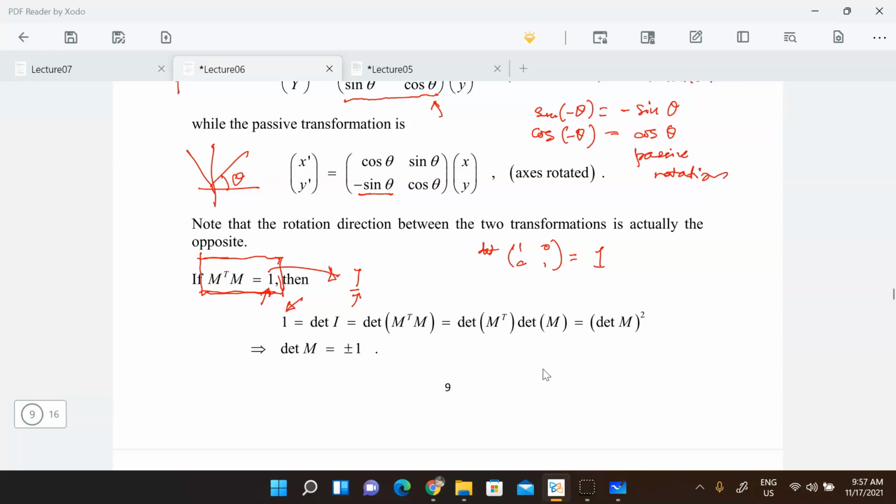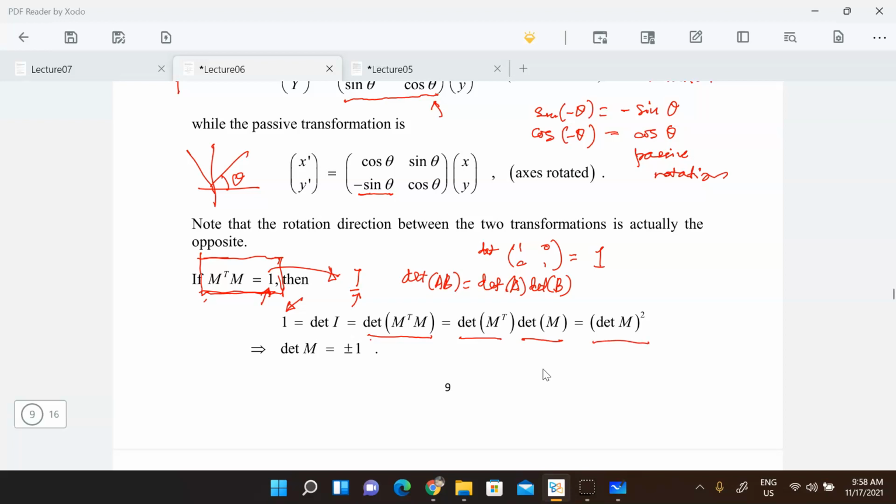This is your right hand side. On your left hand side you have the determinant of M transpose M. One of the properties we know is that for the multiplication of two matrices, the determinant of AB equals the determinant of A times the determinant of B. So we have the determinant of M transpose multiplied by the determinant of M. But M transpose just interchanges rows and columns, and that gives the same determinant. So this gives you determinant M squared.